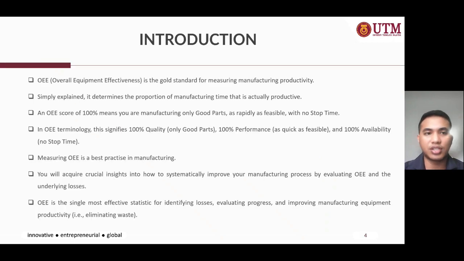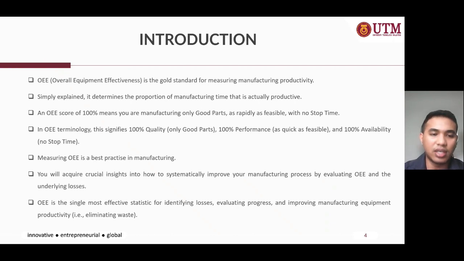On the introduction, OEE basically is the gold standard for measuring manufacturing productivity. We can simply explain it as determining the proportion of manufacturing time that is actually productive. An OEE score of 100% means you are manufacturing only good parts as rapidly as feasible with no stop time. In OEE terminology, this signifies 100% quality, 100% performance, and 100% availability, which we're going to discuss further on the next slide.